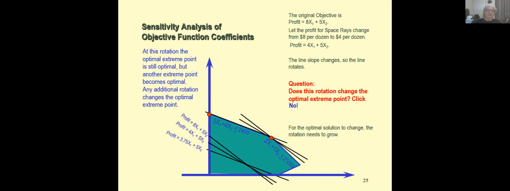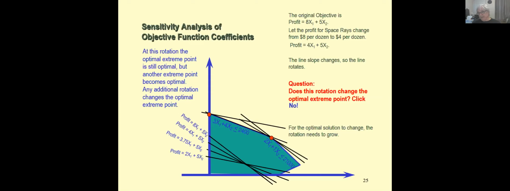So what if we let the rotation go a little bit more and I go from $3.75 to $2? Now, only the new extreme point is optimal, and this one ceased to be optimal. So something has happened at $3.75. There is a reason why it is happening right there, but the observation from here is, as the profit per unit of space race has dropped from $8 to $3.75, the optimal solution remains the same.